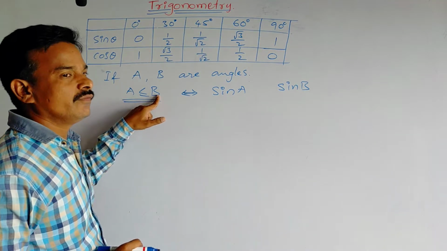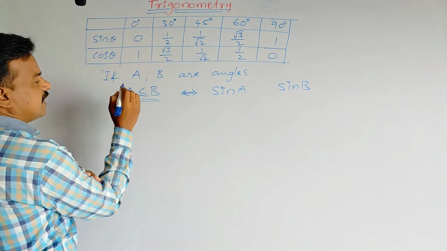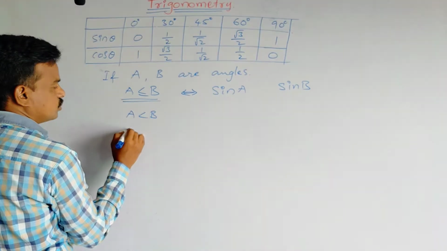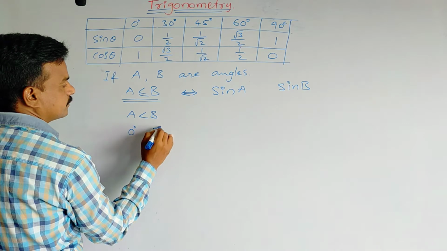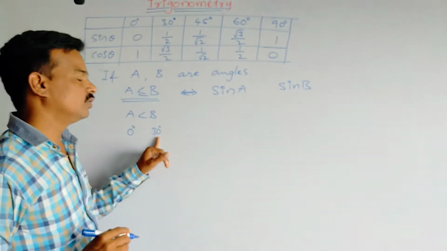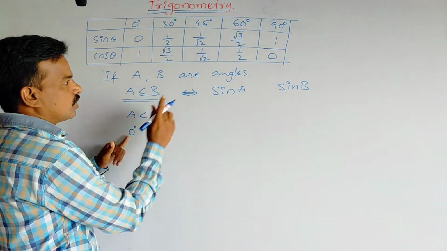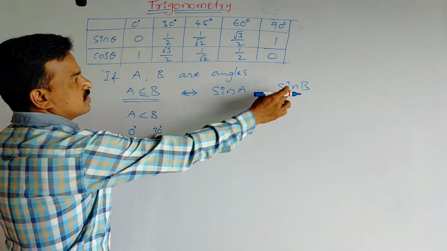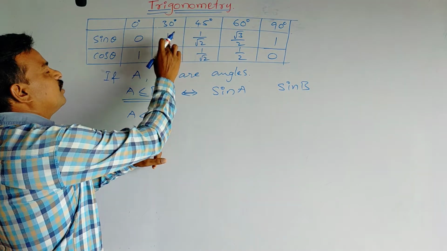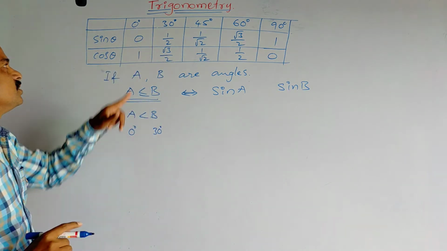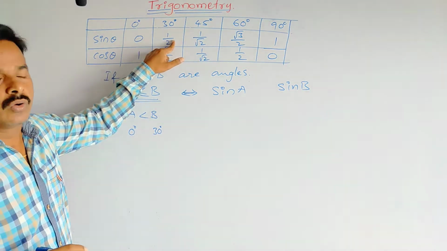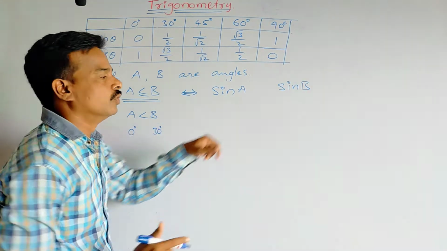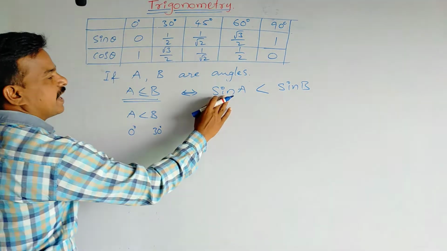We have to take A less than B. You see here, in this there is less than and equal also. First we have to take A less than B. For example, A value 0 and B value 30. Then sine 0 will come here. Sine A means sine 0, and sine 0 is 0. And next, sine B, sine 30. Sine 30 value is 1 by 2. Which is smaller in this? 0 is smaller than 1 by 2. So we can write like this: sine A is less than sine B.